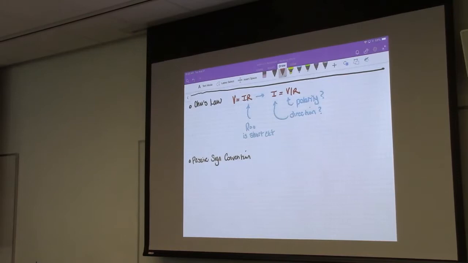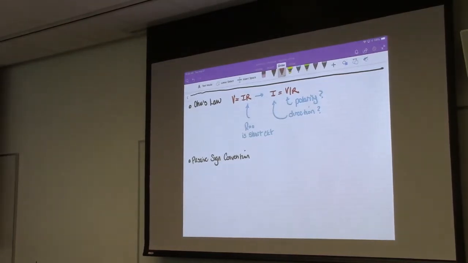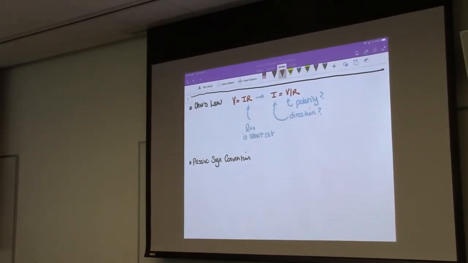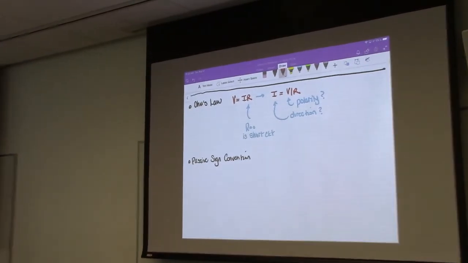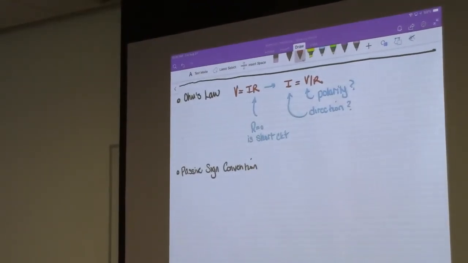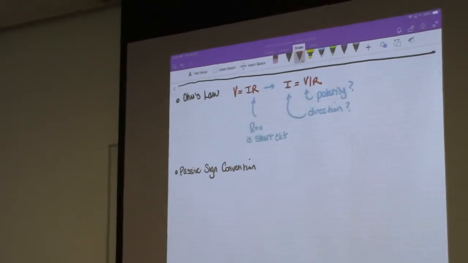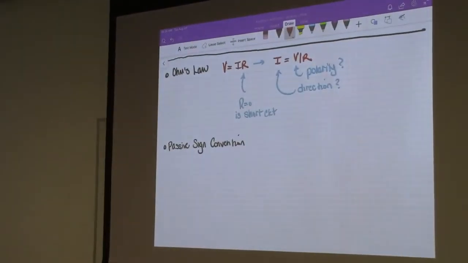Is it still recording? Actually, let me see if I can zoom in a little bit better. Actually, you can see the board pretty good. It's not that bad.